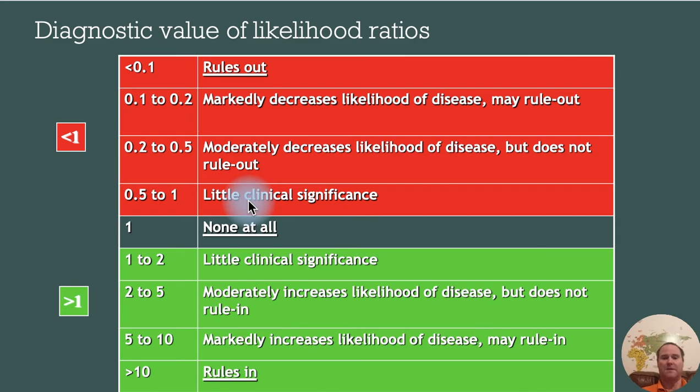And again, you can see over here that if your pretest probability is high, and you've got a likelihood ratio of 5 to 10, then perhaps you might take your chances and say, I think this person's got the diagnosis under question. Equally, if the pretest probability was low, and they've got a likelihood ratio of a negative test of 0.1 to 0.2, then you might again say, I don't think that they've actually got the disease.